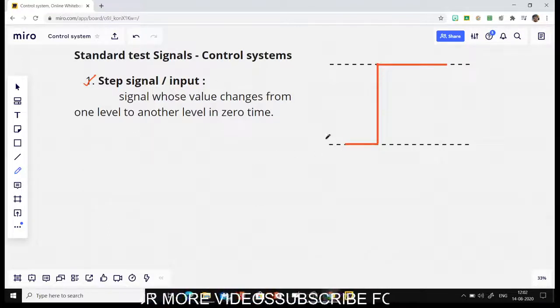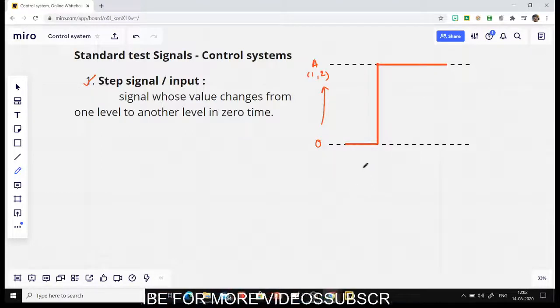So let us try to make a graphical representation. There are two levels for input. My input is at zero, it is constant, and it changes within no time to the level called A. Or it can have any number, 1, 2, anything. So that is basically a straight line which changes the level from 0 to A within no time.